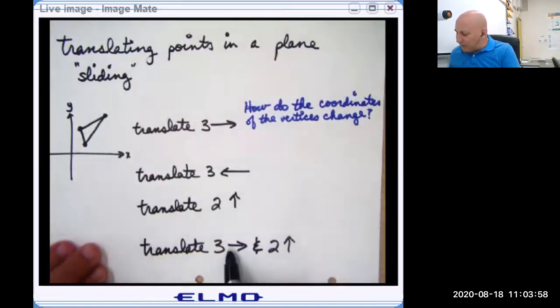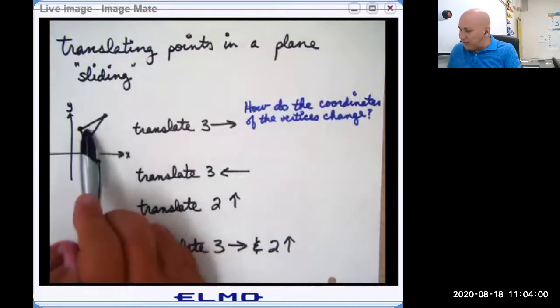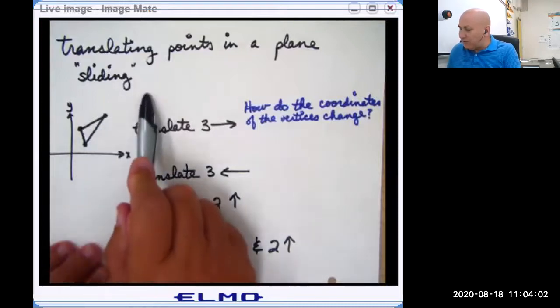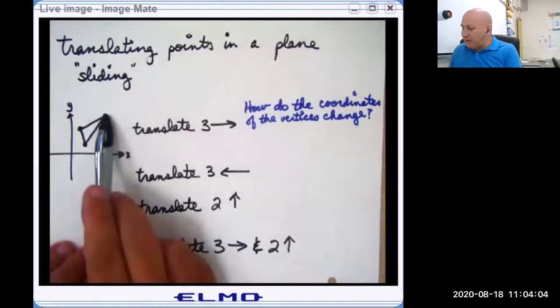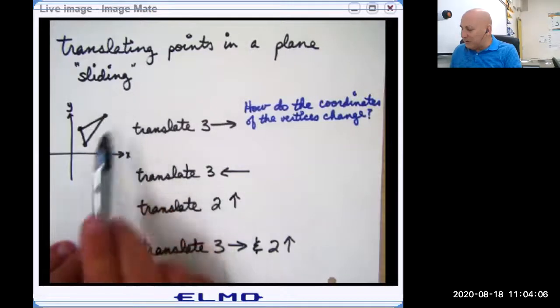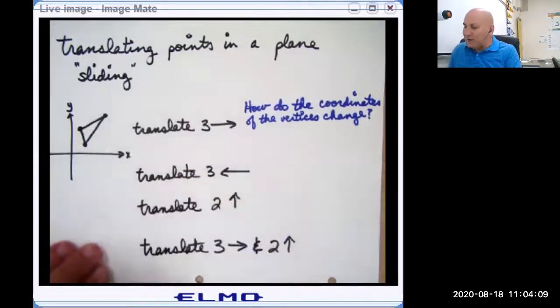And then if we want to translate the triangle 3 units right and 2 units up, well, all the x's would be increased by 3 and all the y's would be increased by 2.